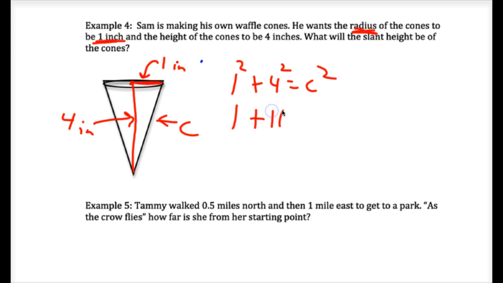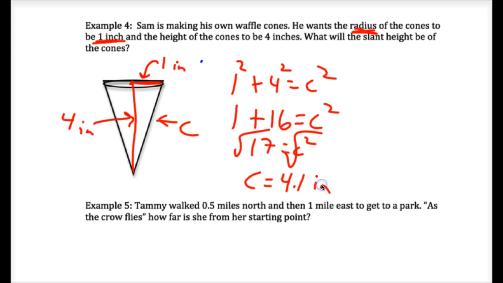1 plus 16 equals C squared. All you people that put 1 squared equals 2, erase it and put 1. 17 equals C squared. Now you can use your calculator. Jackson, what's the square root of 17, rounded to about 1 decimal spot? 4.1. Not that much different than the height. So our slant height will be 4.1.